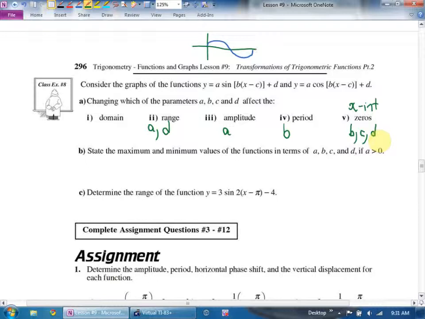Turns out, actually, the amplitude, if there's a phase shift, can also change the zeros. No phase shift, amplitude won't do a thing. Sorry, I said phase shift. Vertical displacement. If there's a vertical displacement, well, then the amplitude can also affect the zeros, because you could be so high that you have none, put an amplitude of 10,000 in front of it, and suddenly you do have a zero. It'll reach down that far.